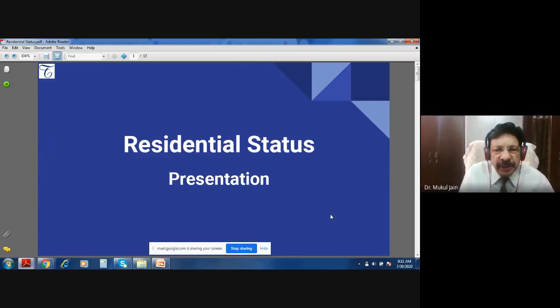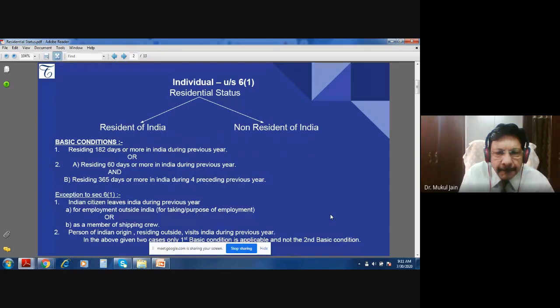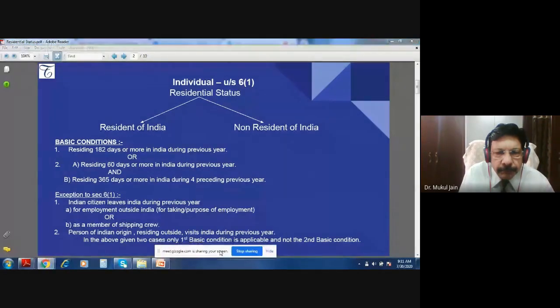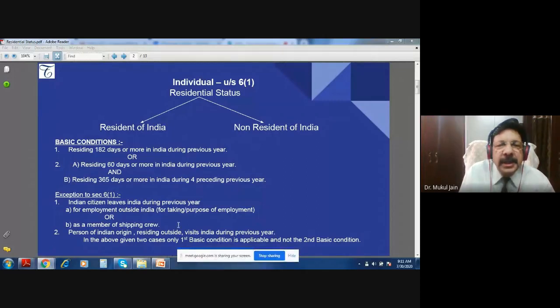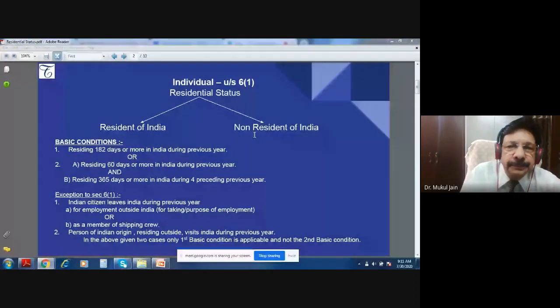Now, if you see this slide, for an individual under section 6, subsection 1, residential status, you can be either a resident of India or a non-resident of India, like we could call NRI, non-resident of India, or a foreigner. So a basic condition to be called an Indian resident.